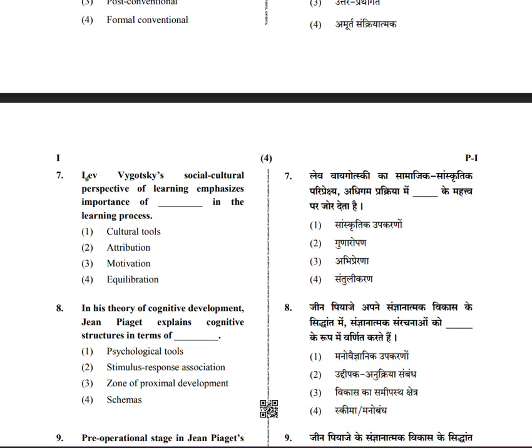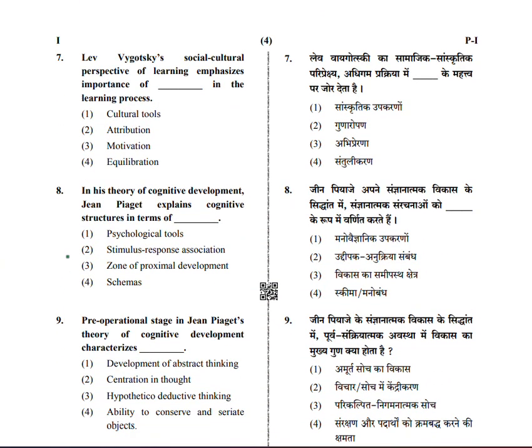Next one. Lev Vygotsky's sociocultural perspective of learning emphasizes the importance of what in the learning process? There are four options: cultural tools, attribution, motivation, equilibration. According to Lev Vygotsky, the sociocultural perspective emphasizes the importance of social interaction and the use of cultural tools such as language, symbols and artifacts in the learning process. So cultural tools is the right answer.